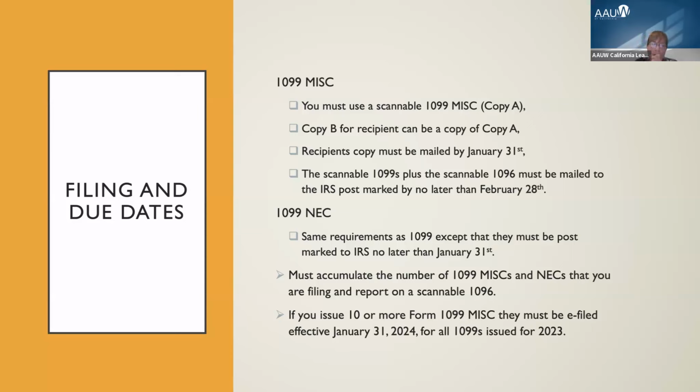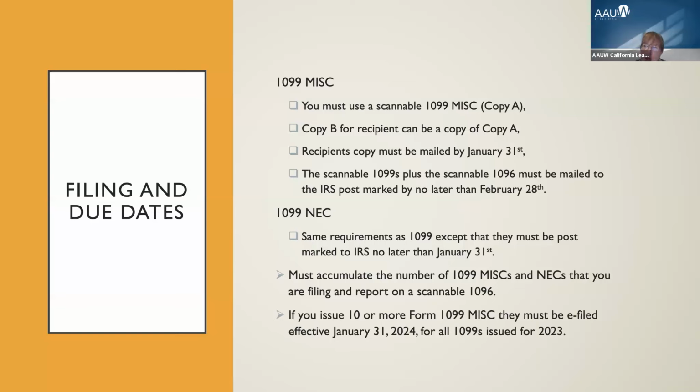and there are instructions on how to do that. The 1099 NEC, it's the same requirements as the 1099, but you have to get it postmarked to the IRS no later than January 31st. So it has an earlier filing requirement for the IRS. Then you have to look at the number of 1099 miscellaneous and NECs that you're filing and report it on the scannable 1096. So all these forms have to be scannable.